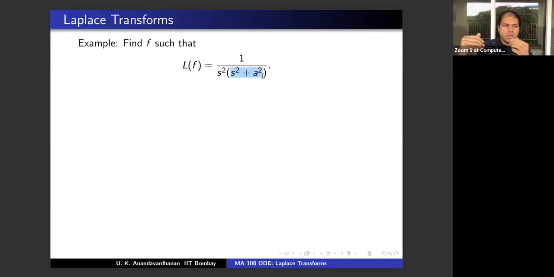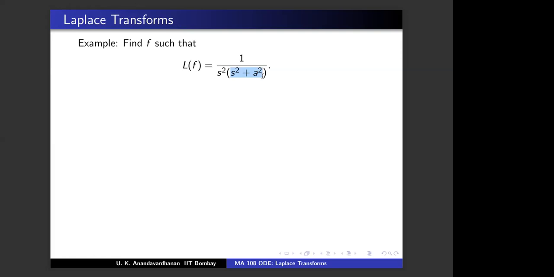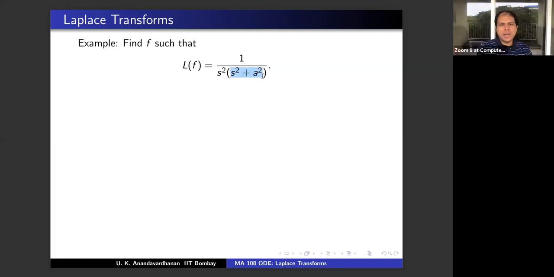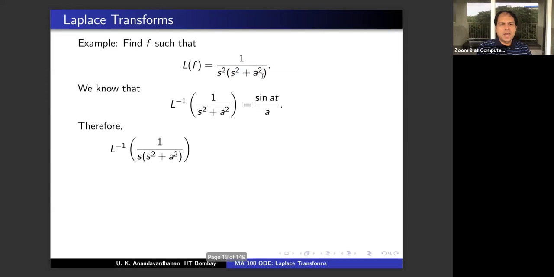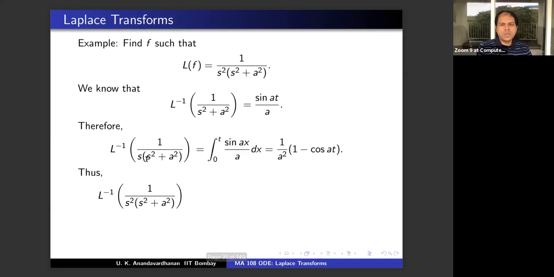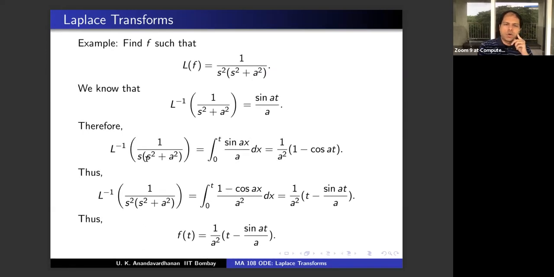L f by s, what do you do? Integrate. So sine at by a, you integrate once. You would have got 1 by s times s square plus a square. And that answer, if you integrate once more, you will get s square. So this is what we did. L inverse of this is sine at by a, and L inverse of this by s is the integral of this. So you got some answer, and in order to get s square, you integrate once more, you got some answer. Okay, you remember this? This we did last time. Therefore you got the answer.